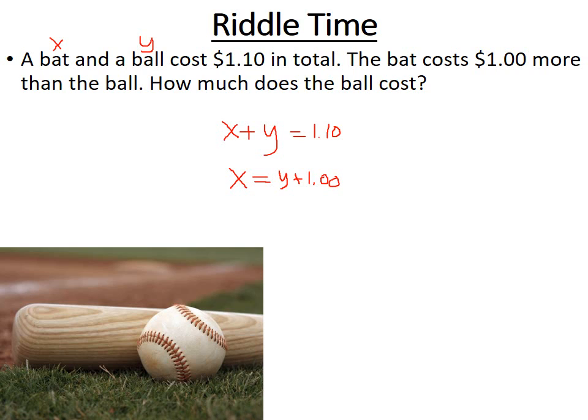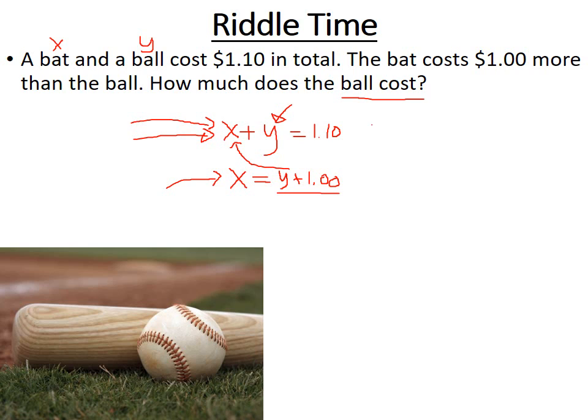And I want to figure out how much the ball costs. So here's a neat trick I'm going to teach you. Notice how we have X is equal to Y plus 1. It's hard to solve for the price of the ball, Y, when you have another variable if you don't even know the price of the bat. So what I'm going to do is take this Y plus 1 and replace my X by it in that first equation, because X is equal to that.